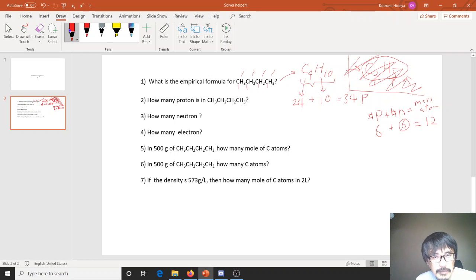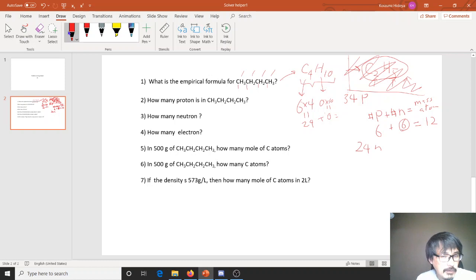So once again, for the carbon, let me erase the protons right here. Now we are working with the neutrons. I have 6 for each one of these, so that's 24. And then I have 0 neutrons for the hydrogen, so it's 0 times 10, which is 0. If I add these up, I have 24 neutrons. That's how many neutrons I have for this molecule.